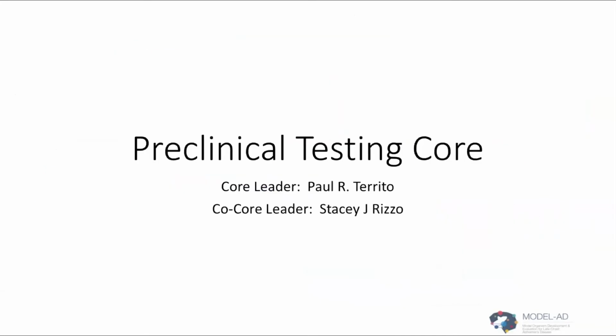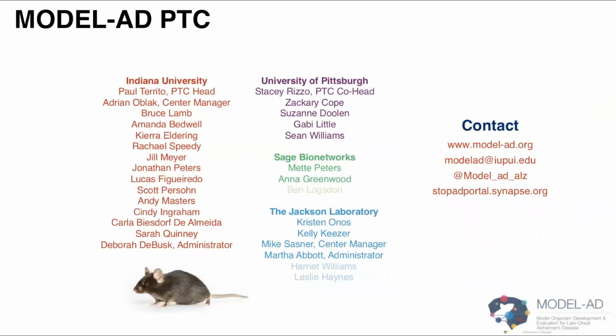I want to just start at the end in some ways, which is the preclinical testing core, and this is led by Paul Torito at Indiana University and Stacy Rizzo at University of Pitt. The primary aim of Model AD is to generate more clinically relevant preclinical testing models. As you can see, the bulk of the work is being done at Indiana and the University of Pittsburgh, with some contribution from Sage Bionetworks, who are hosting all the data, and a small amount of work still going on at the Jackson Lab. More was when Stacy was still with us, but she moved to Pitt. But Kristen Onos and Kelly Geezer and Mike Sassner have been contributing to the work in the PTC.